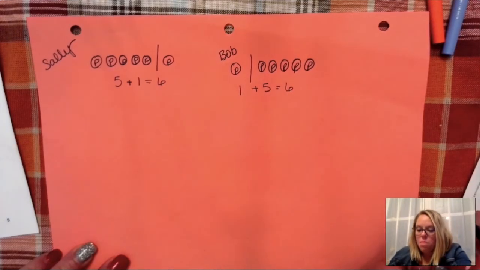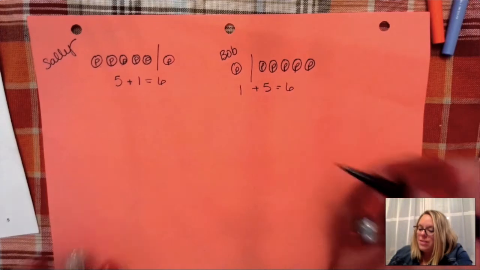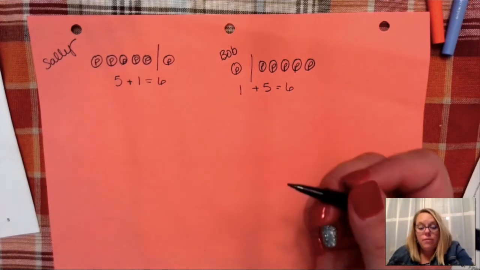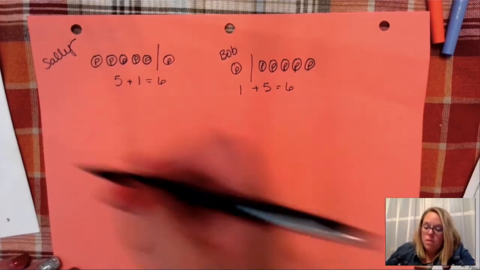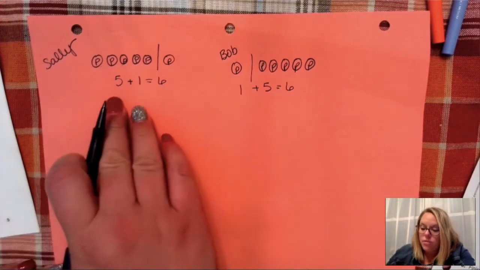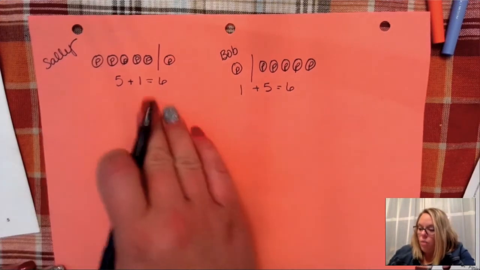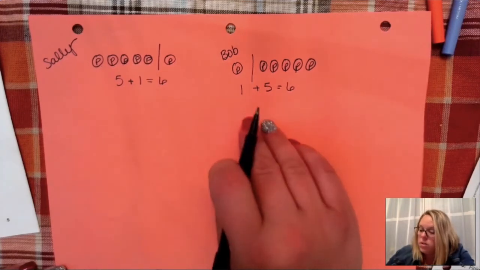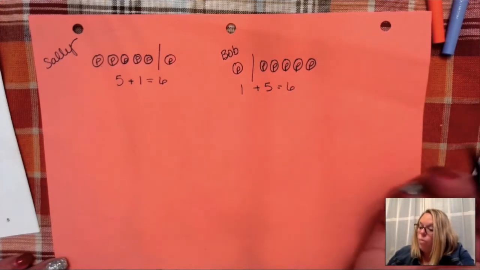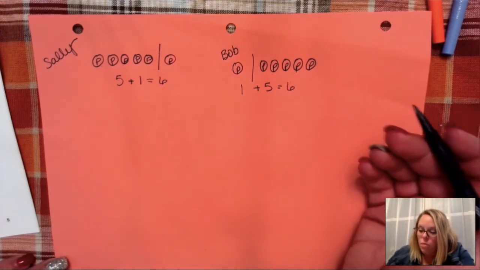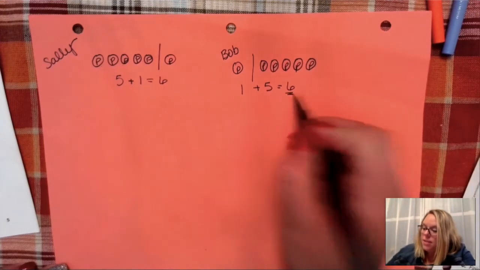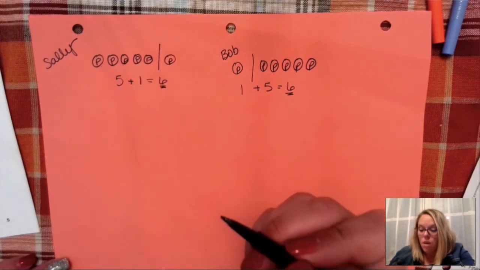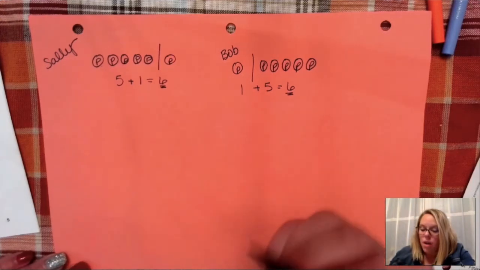6. Now, did I do exactly the same thing both times? No, I didn't. What was different? Well, the first time, the first child, Sally, she had 5 pennies first, and then she got 1 more. And Bob, he had 1 penny first, and 5 more. Well, what was the same? What was the same was the total number of pennies that they got and the numbers that were in each group. Both children have the same number of pennies.